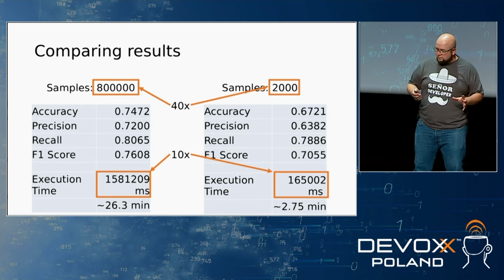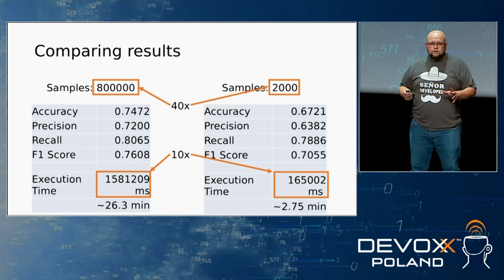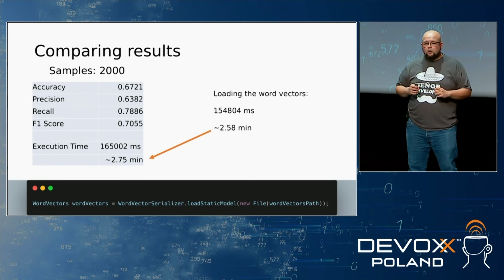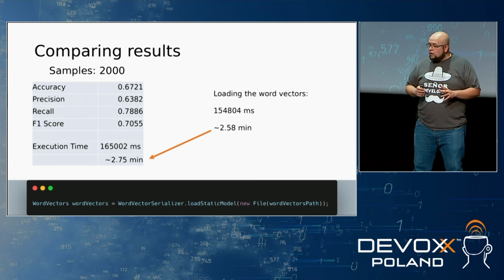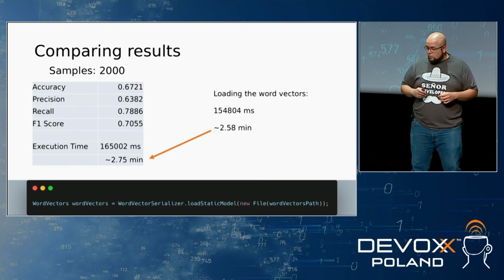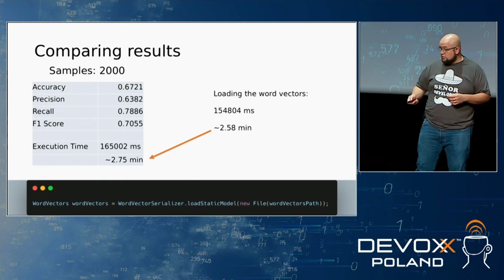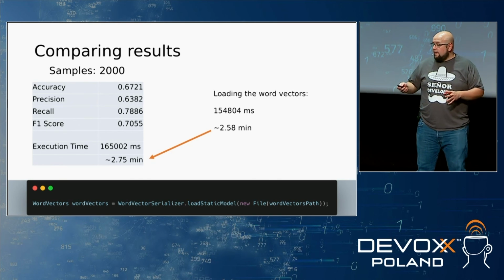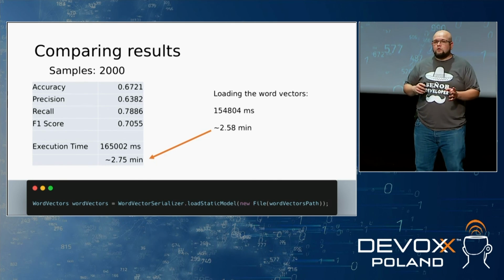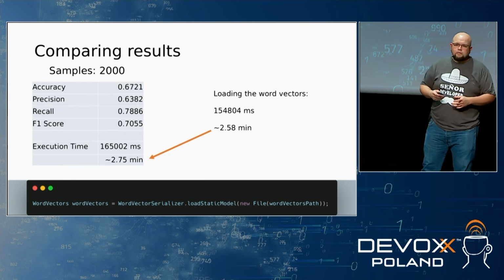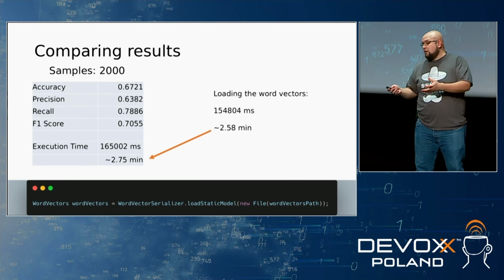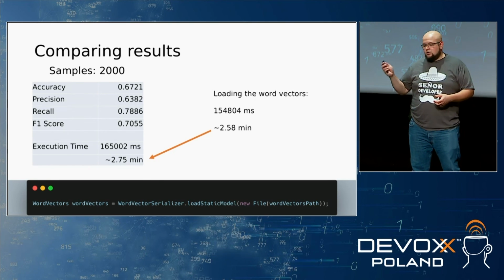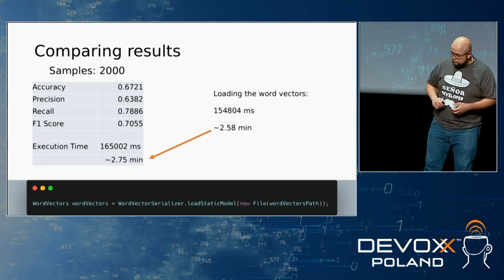I got curious about it, so I dug deeper into it. And I found out that the culprit was loading the word vectors. Out of the 2.75 minutes that the execution for 2,000 samples was taking, almost 2.6 minutes was just loading the word vectors. And there is nothing you can do about it. Well, maybe you can get a smaller word vector, but in this case, I just kept moving.